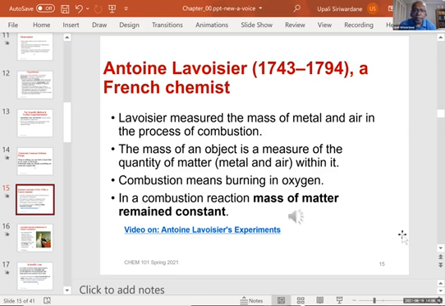Combustion means burning in oxygen. In a combustion reaction, the mass of matter remains constant. So the combined mass of air and the metal was the same. So Antoine Lavoisier came up with the idea that mass of the matter is conserved in a chemical reaction. This is an important idea, this is a law. Mass is conserved.